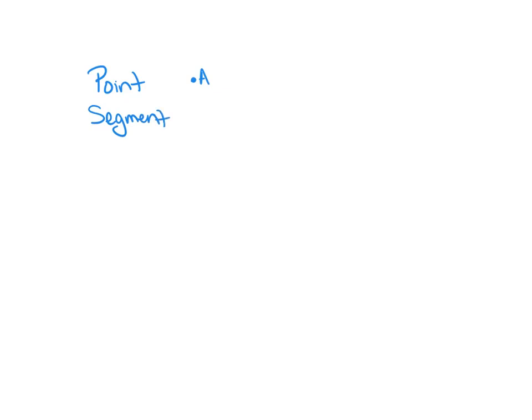And when we have a segment, let's say I have a line here that has arrows, and I have point A and B. Well, segment AB is just going to be a straight line on top. It's just the space between A and B.